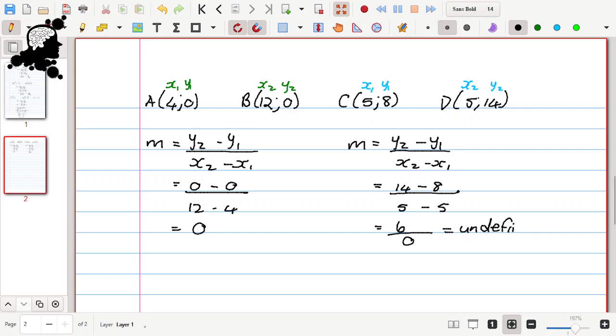Is this possible? Well, yes, it is. It is possible for us to have 0 as a gradient. It is possible for us to have undefined as a gradient. Please take note, if you've got two coordinates with the same y value, your gradient will always be 0. If you've got two coordinates with the same x value, your gradient will always be undefined. What is the meaning of a 0 gradient and an undefined gradient? Well, we shall look at that when we look at the equation of the straight line 2 videos from now.